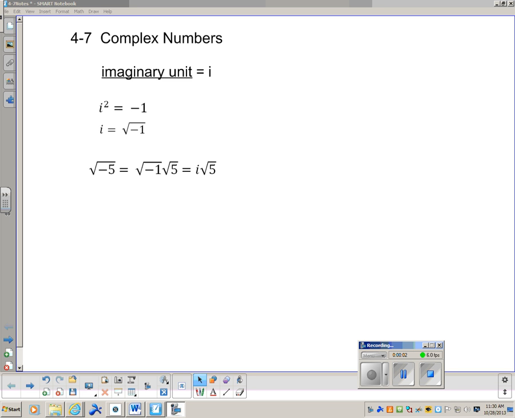Today we're going to be working with complex numbers. So you're going to need out your 4-7 yellow note sheet to take some notes on it. So first of all, I provided you with some notes on there. So the imaginary unit there is equal to i.